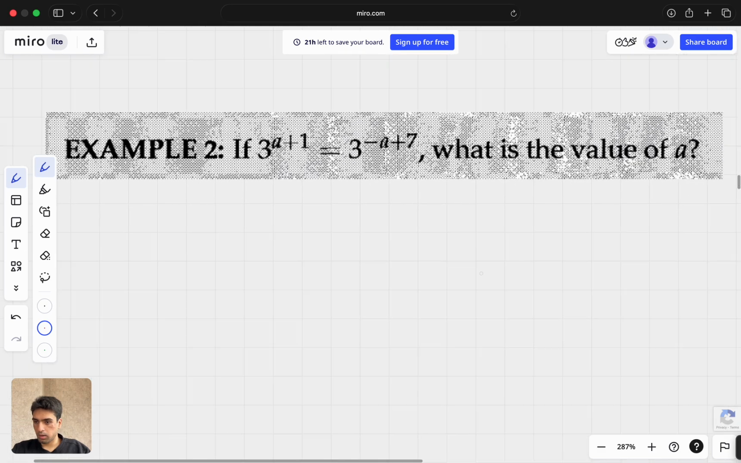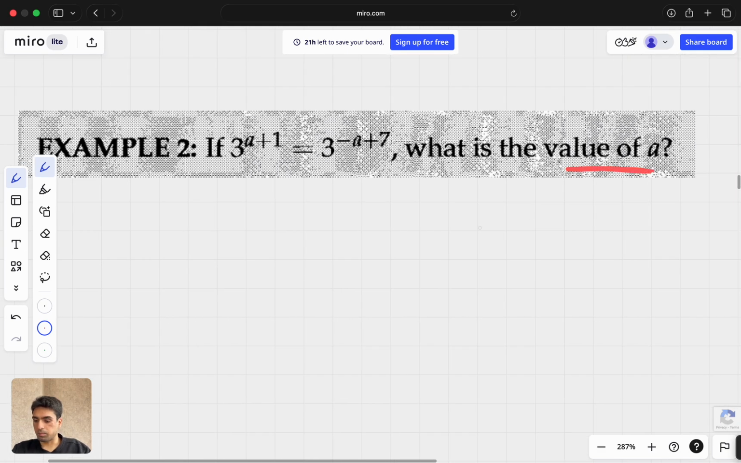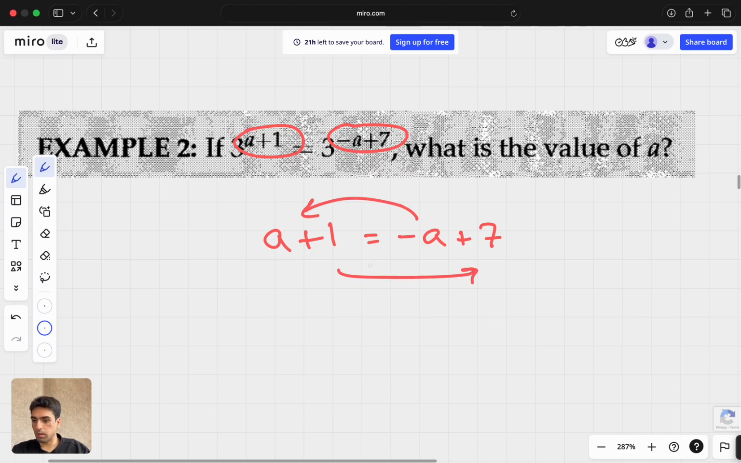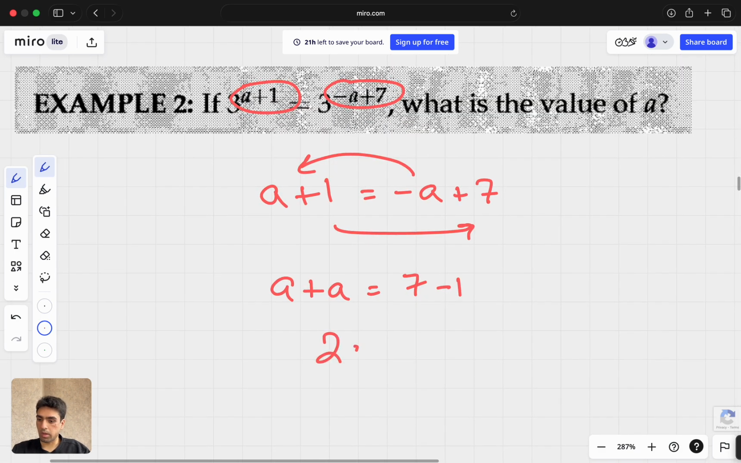Next. It says what's the value of a? In this case we have the bases are 3. So if the base is equal, we can make the powers equal as well. So you simply have to make this equal to this. a plus 1 equals negative a plus 7. So you bring this on this side, bring this on this side. So negative a becomes positive a on the left side, so it's a plus a. And then 7 minus 1 goes on that side. You get 2a equals 6, which is a equals 3.